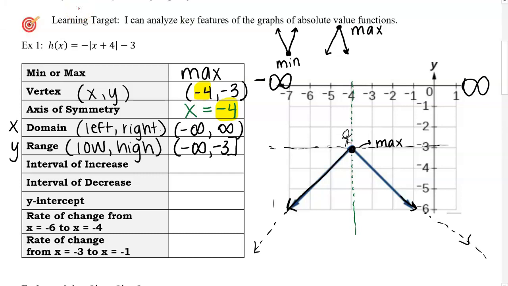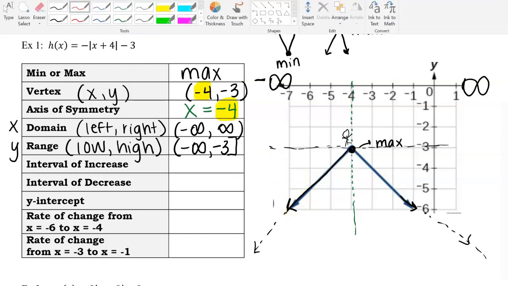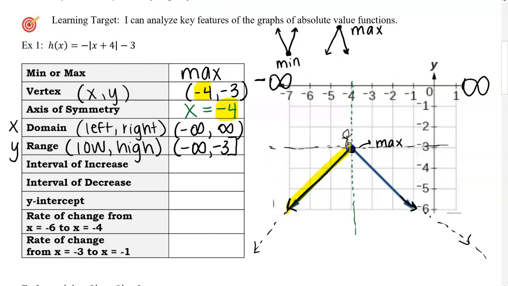Increasing would be where my graph is going up from left to right. So when I'm looking at my graph from left to right, this section is where it would be going up. I need to name the x values that are covered in this section of the graph. If I look all the way to the left, I would say it's at -infinity. And then it stops at my axis of symmetry here. This is where the graph changes from increasing to decreasing. So we are going to stop at the point -4.